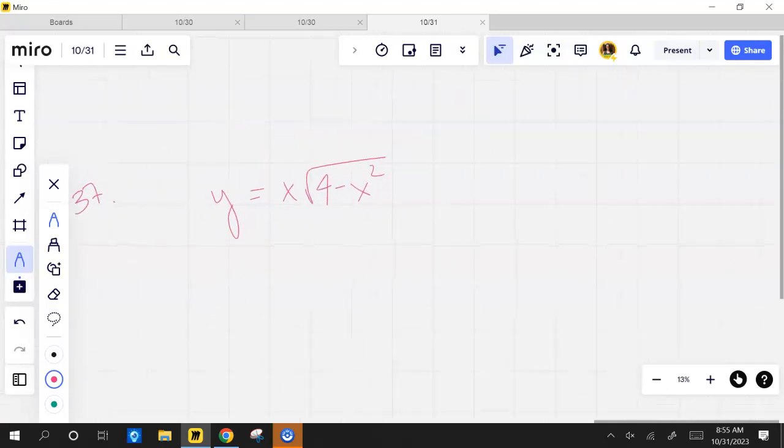Domain on this one, I'm going to go ahead and do domain before I start. 4 minus x squared's got to be greater than or equal to 0, right? Subtract, I got negative x squared's got to be greater than or equal to negative 4, so x squared's got to be less than or equal to positive 4.